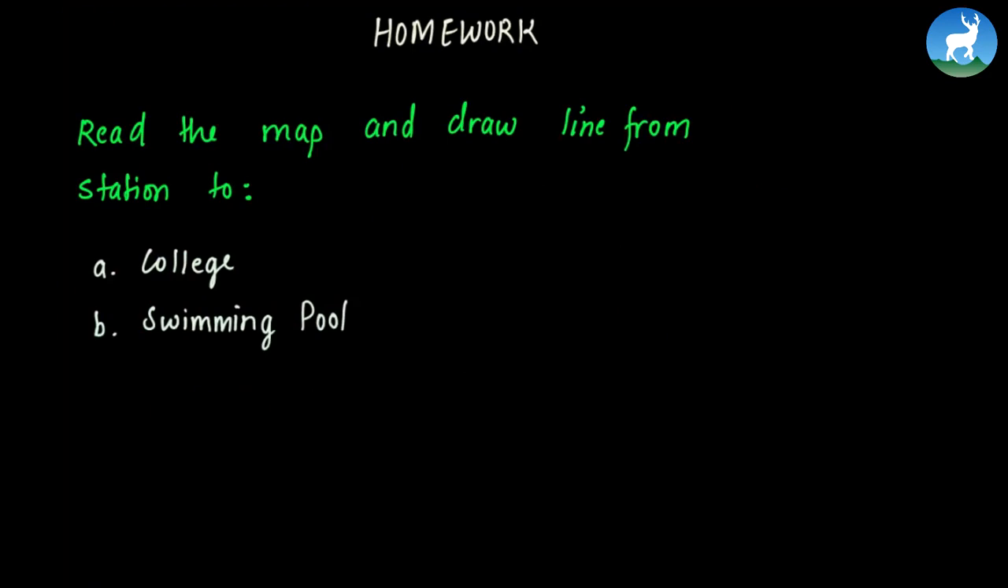The homework for today's class is to read the map and draw a line from the station to the college and to the swimming pool. This is all for today's class.